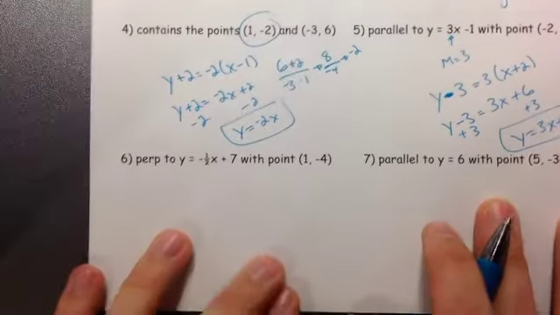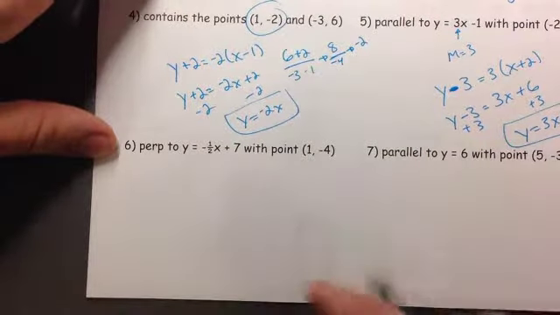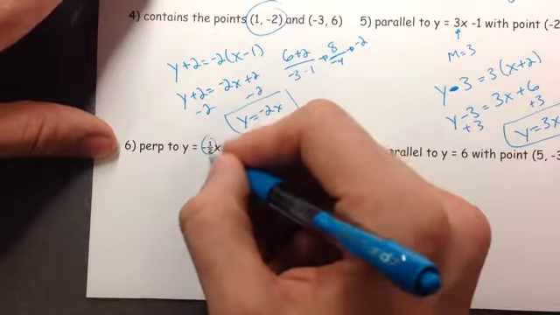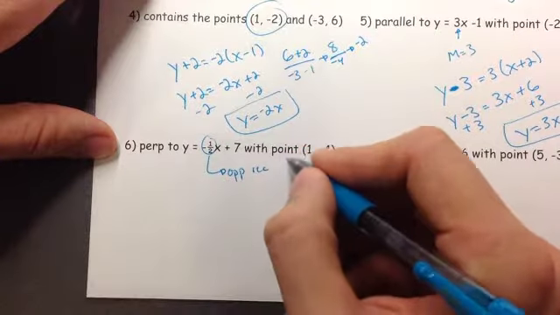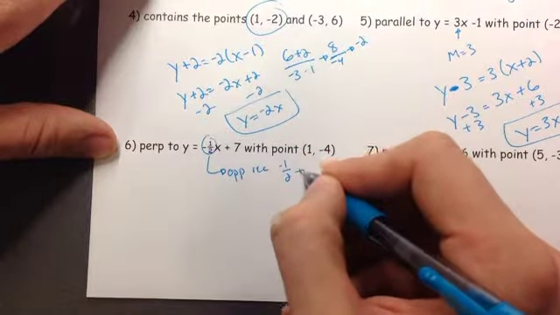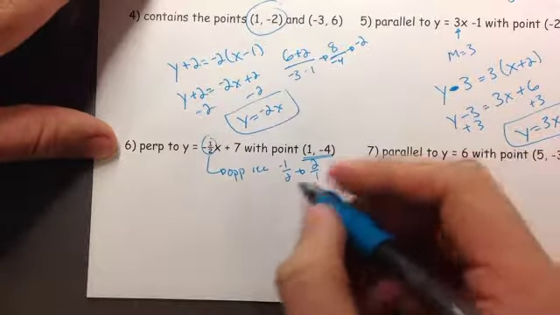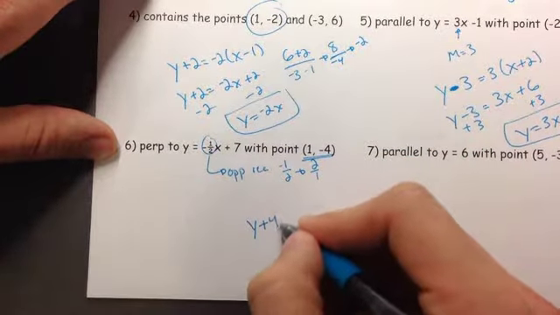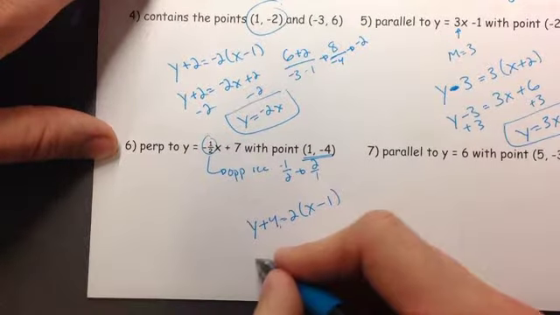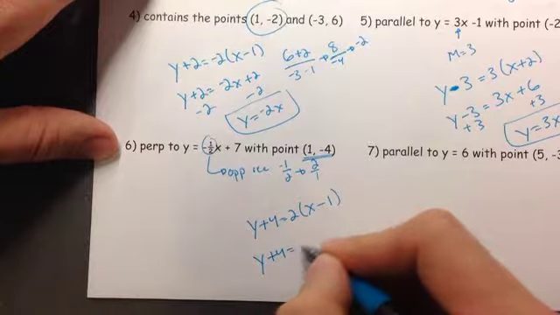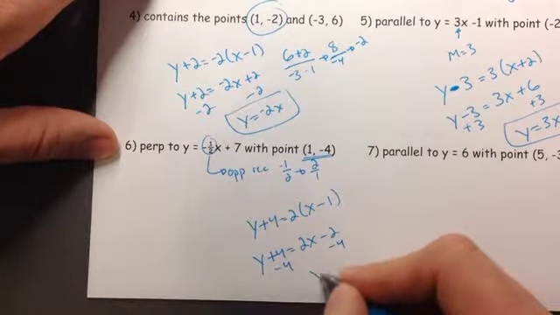Number 6, want to be perpendicular to this line, and I want to go through the point 1, -4. So perpendicular is going to have an opposite reciprocal slope. So instead of -1/2, I'm going to have positive 2/1. I've got my slope, I've got the point that I want. Y minus -4 is equal to m times x minus x1. Again, solving down for y. Always got to solve for y on these in case you may want to graph it.